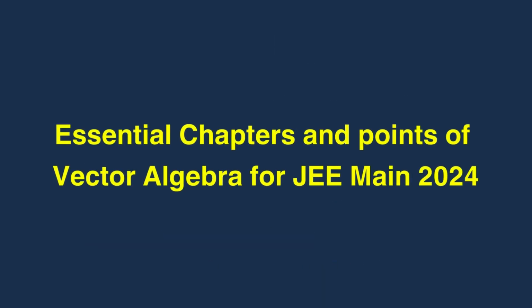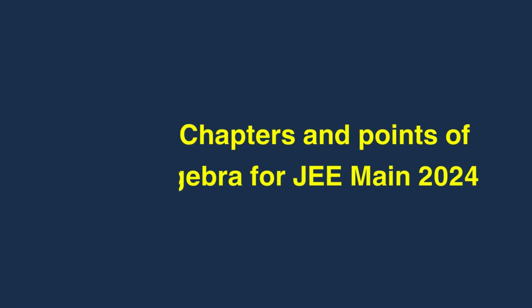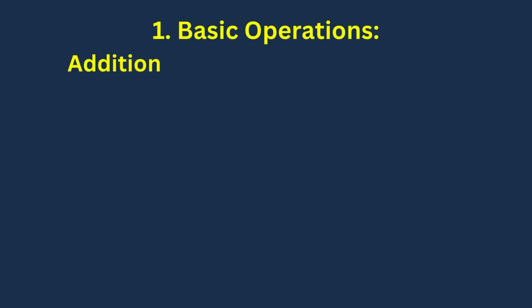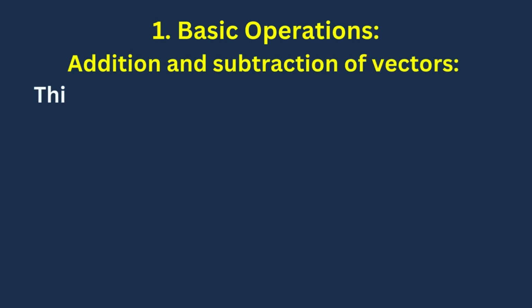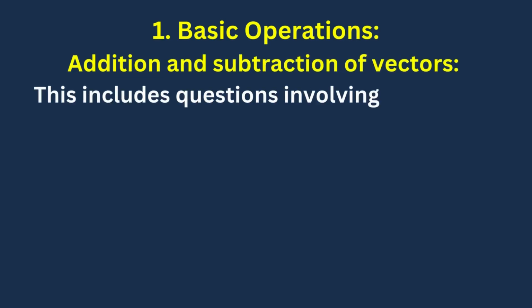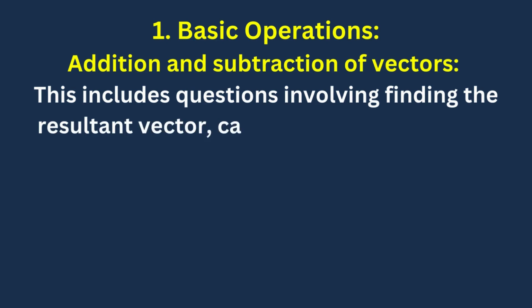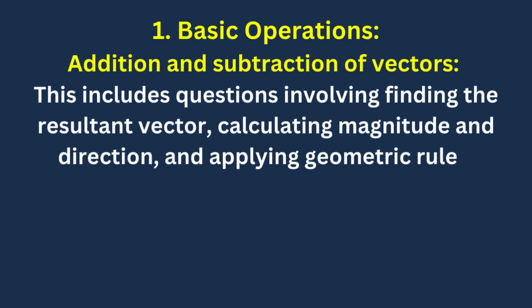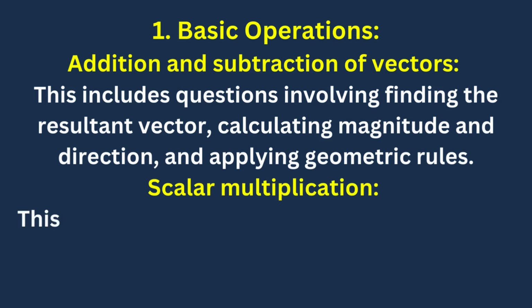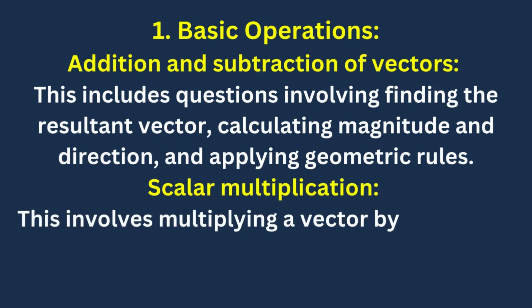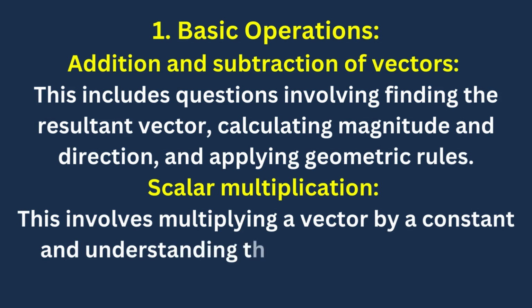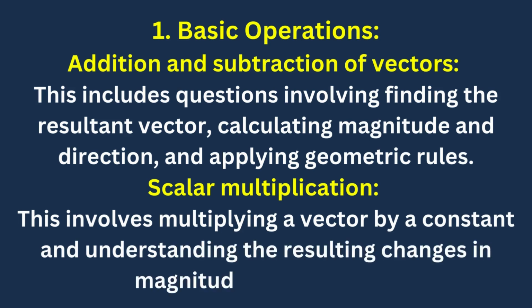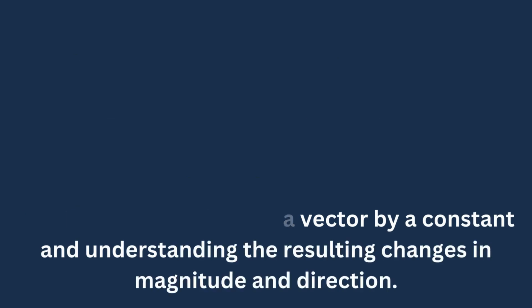Essential chapters and points of vector algebra for JEE Main 2024. Number 1. Basic operations. Addition and subtraction of vectors. This includes questions involving finding the resultant vector, calculating magnitude and direction, and applying geometric rules. Scalar multiplication. This involves multiplying a vector by a constant and understanding the resulting changes in magnitude and direction.